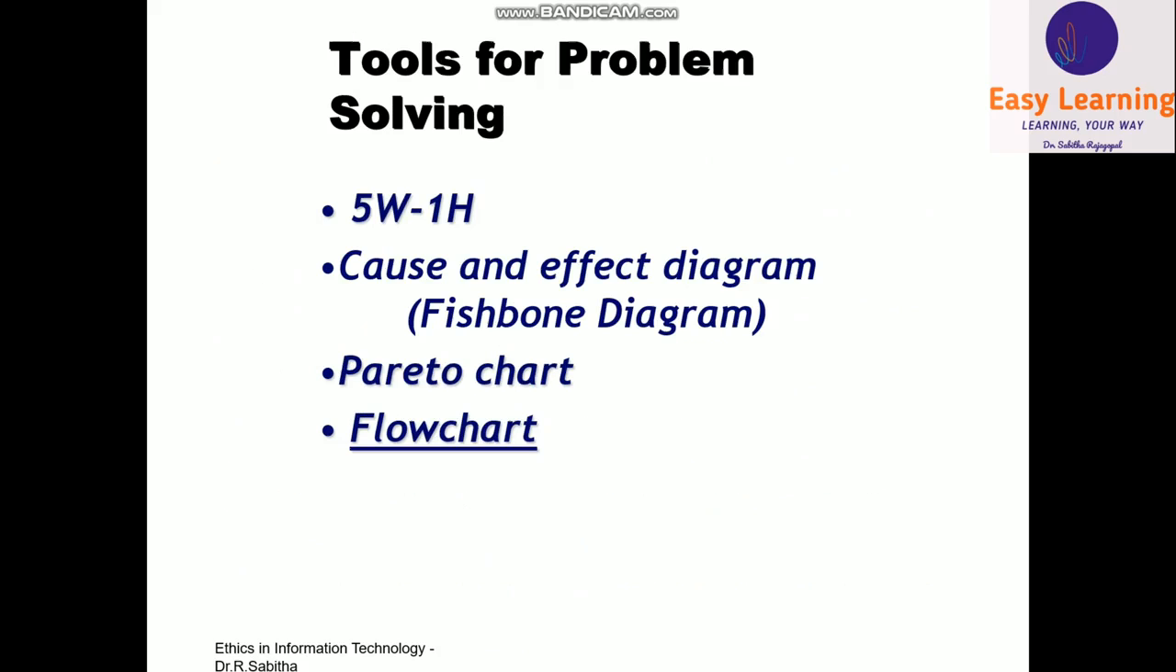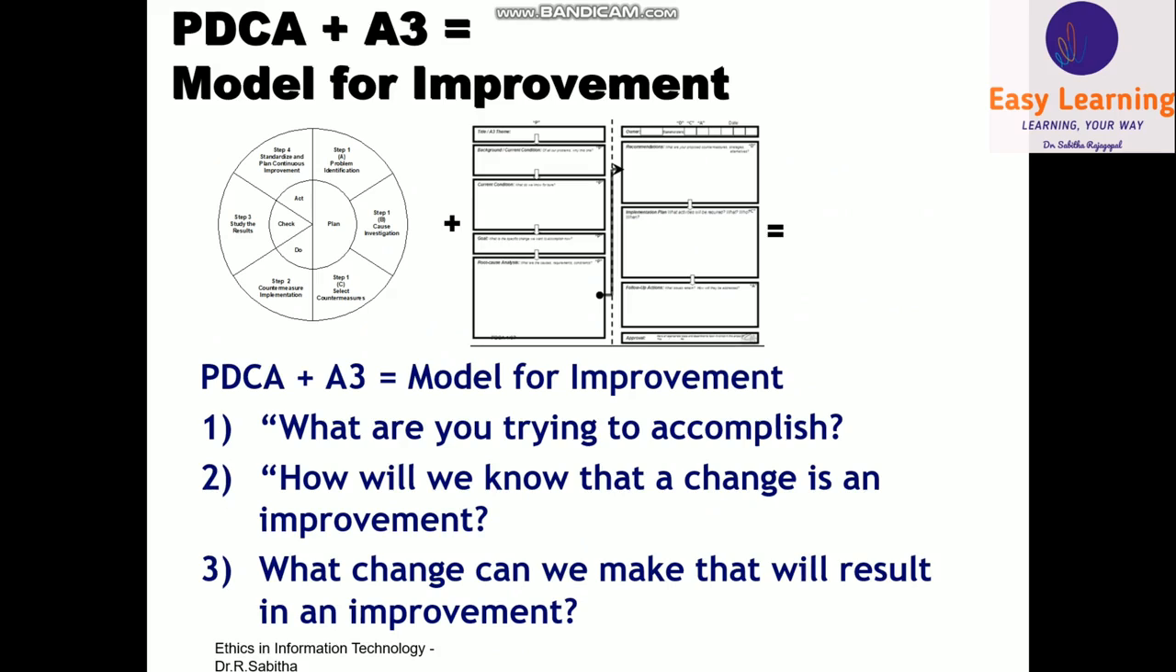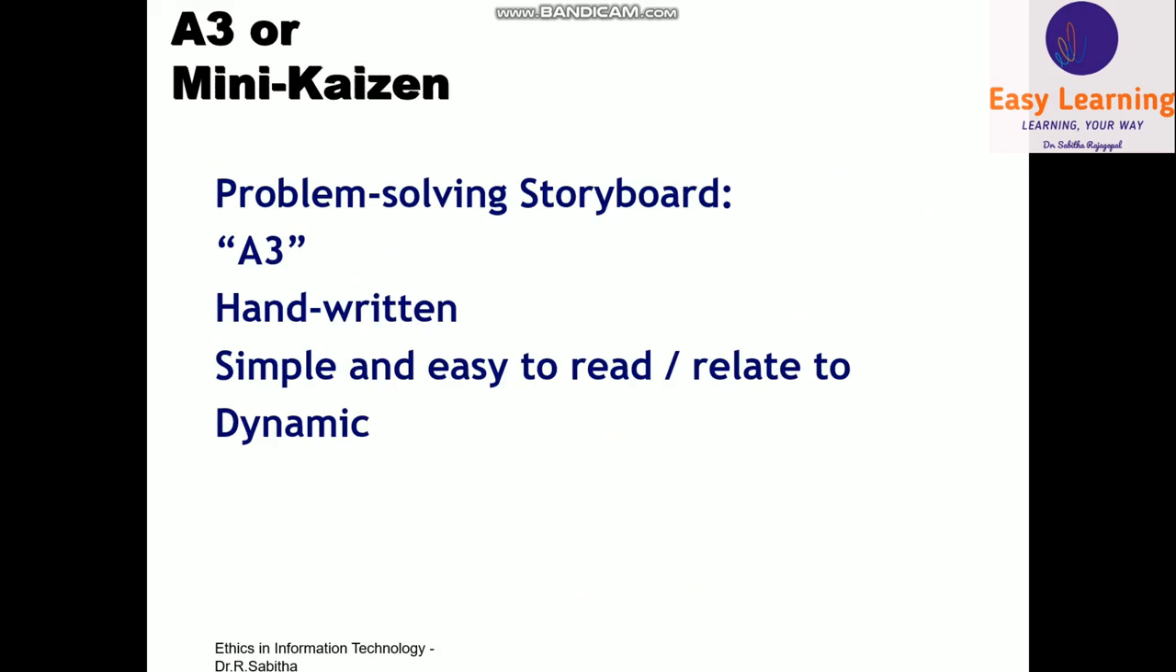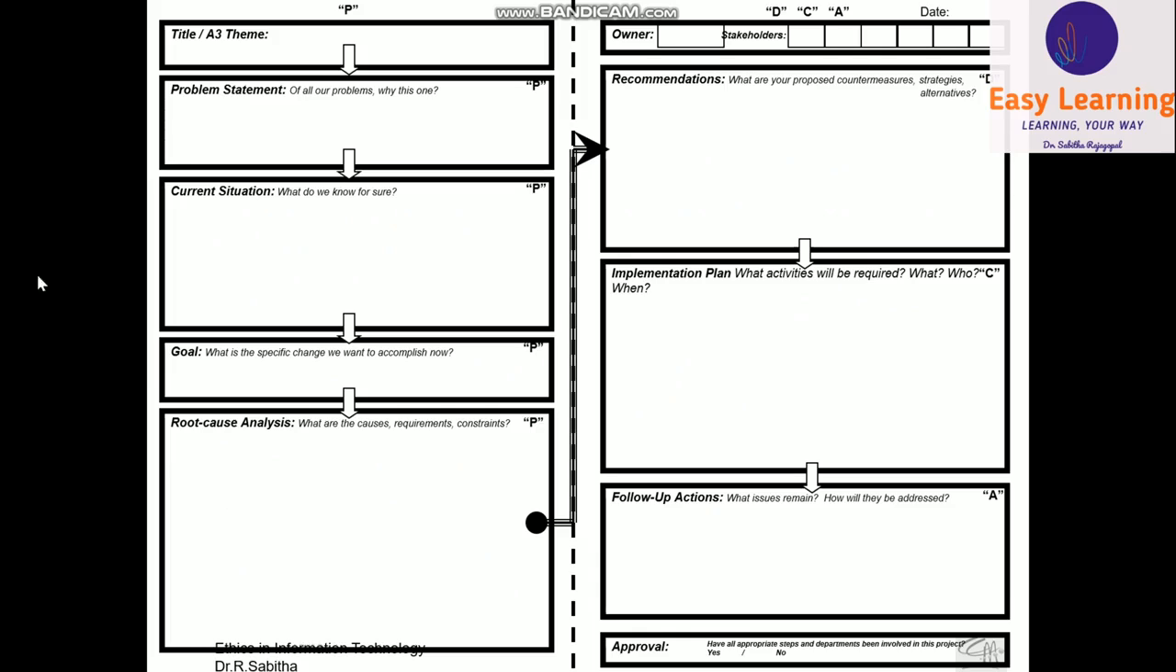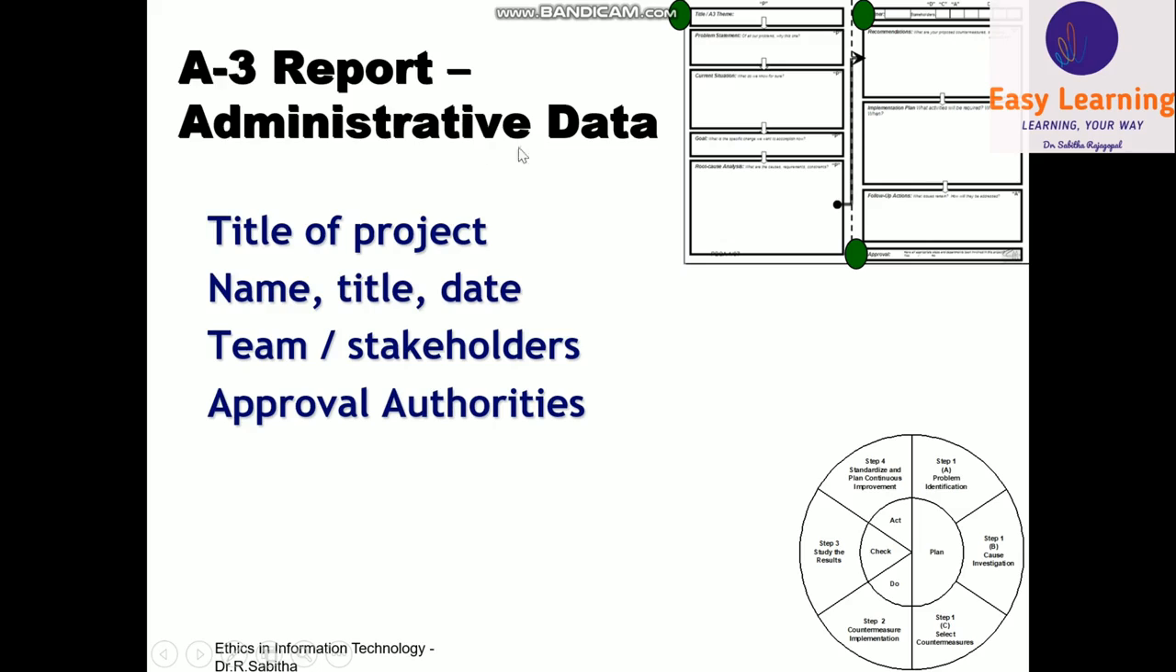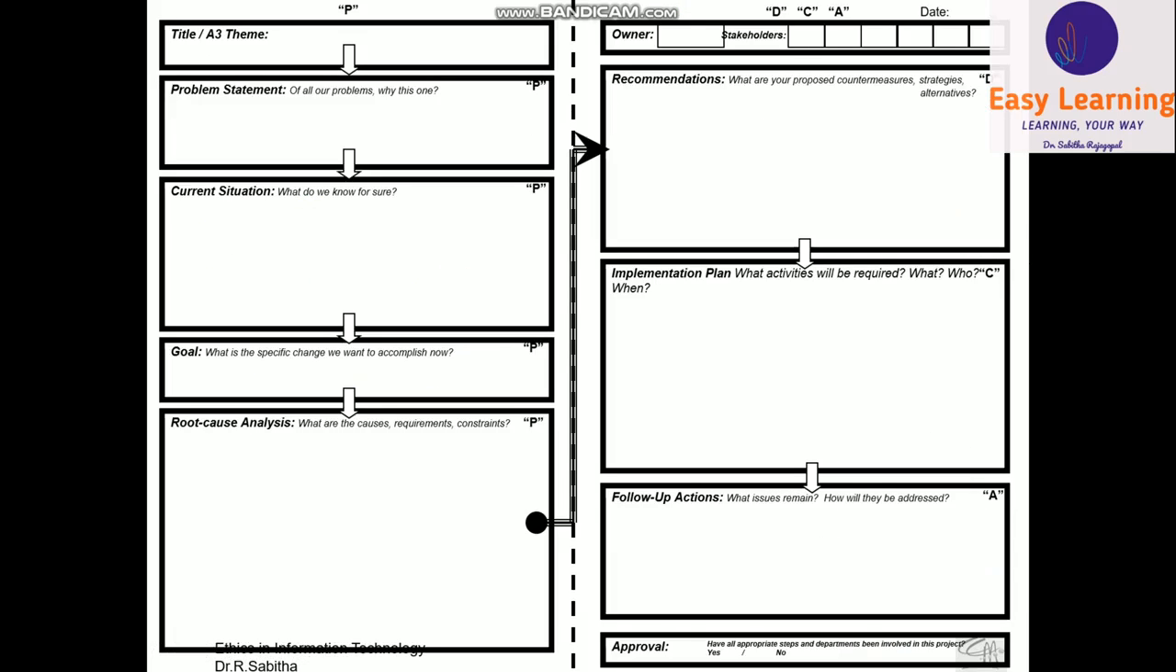Finally, the flow chart. A flow chart is where you will be drawing a complete chart and it will give a solution to the problem. Next comes your A3. The A3 method is where you are following an A3 sheet template. This is a template where you will have the title of the project here, and the name, date, and other details of the stakeholders here, and finally the approval authorities at the bottom. This is the structure of the A3 chart.